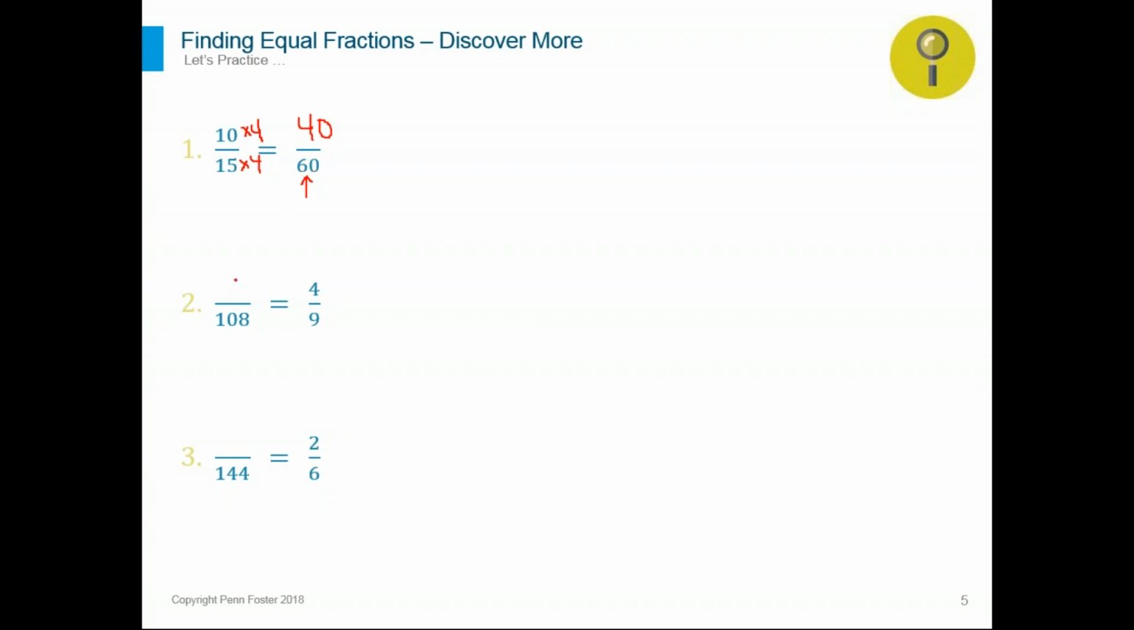Number 2, the same thing. What over 108 equals 4 over 9? In this case, 4 over 9 is the given fraction. The denominator in the equal fraction should be 108. What times 9 will give you 108? You can divide. 108 over 9 will give you the factor, and the factor in this case is 12. So since we multiplied 9 times 12, we have to do the same thing on the top, 12 times 4, and that will give you the numerator for the equal fraction, 48.